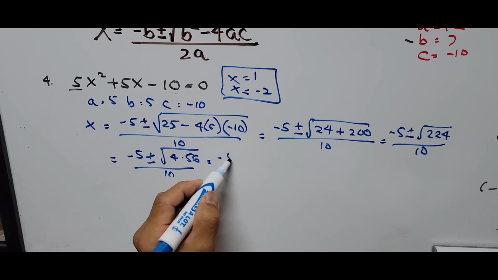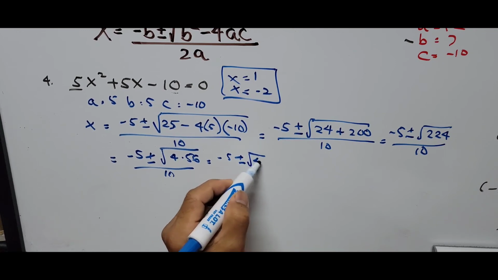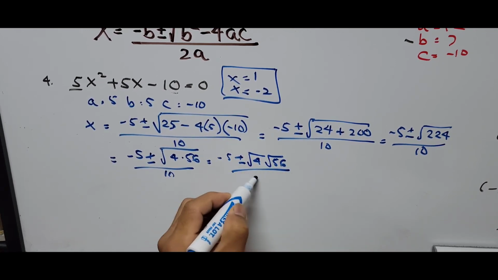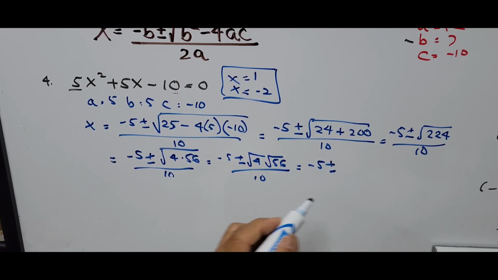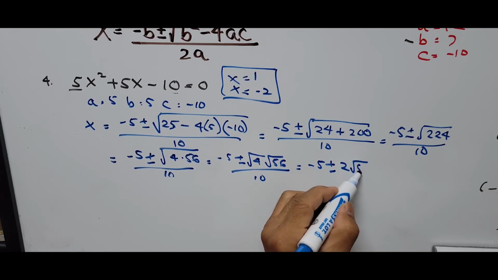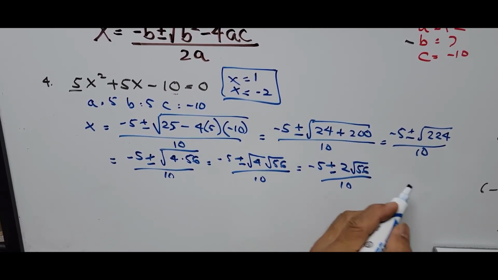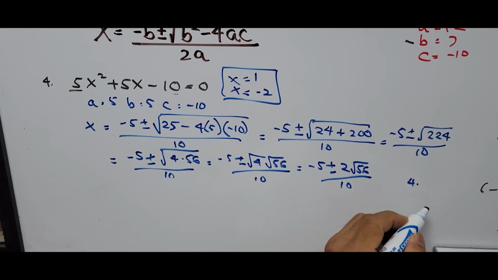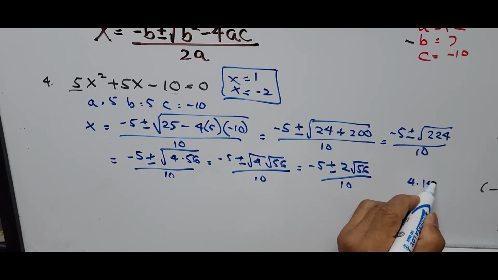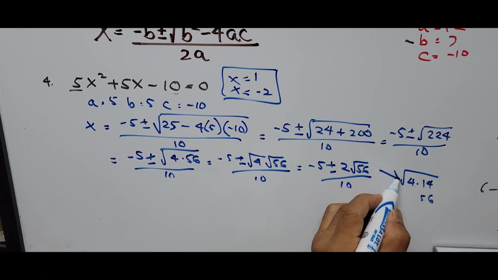So that is equal to -5 plus or minus the square root of 4 times the square root of 56, over 10. The square root of 4 is 2, and the square root of 56 divided by 10. And once again, 56 can still be factored: 4 times 14, since 4 times 14 is 56. So this can be factored out right there.